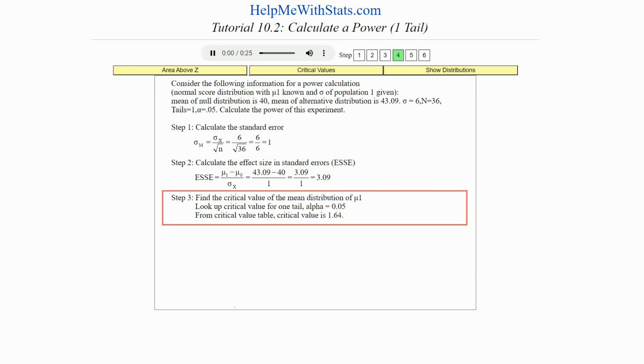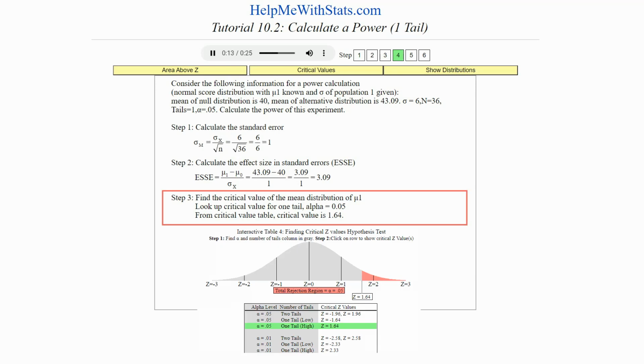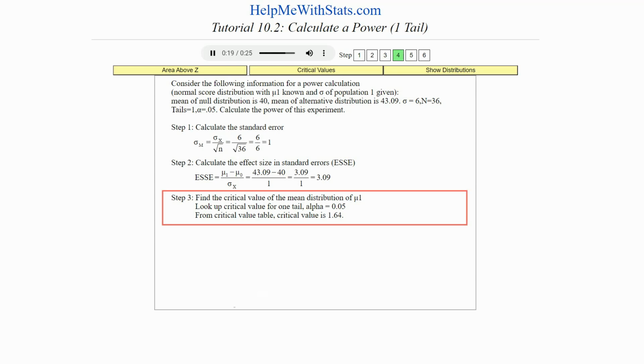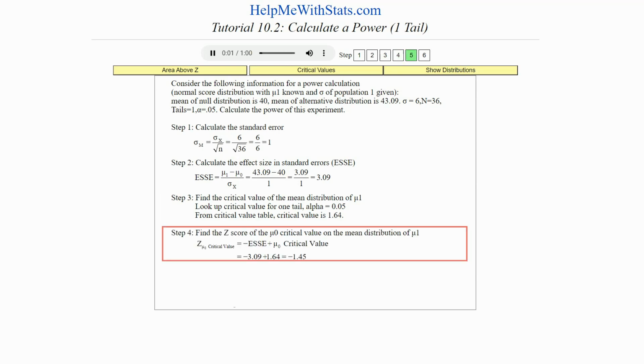Since the power of an experiment is the part of the alternative distribution above the critical value of the null distribution, we need to know what the critical value is given the number of tails and the alpha level. With one tail and an alpha level of 0.05, we can look up the critical value and find it to be 1.64. Now that we have the critical value, we need to find what the area of the alternative distribution is above the critical value of the null distribution.